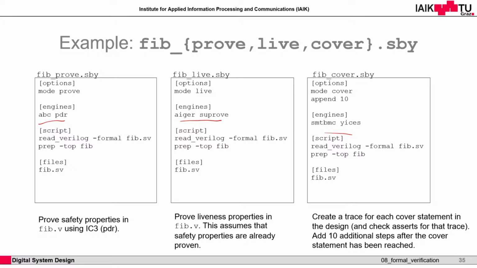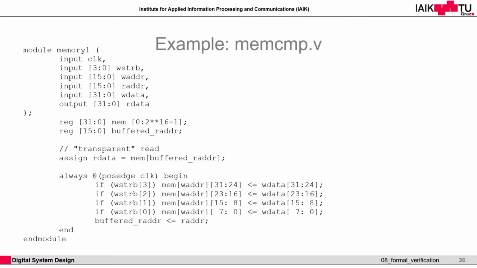What else can we do? Let's look at some memory example. So this is a simple memory with a transparent read. Transparent read means that when you take the address, it directly puts that on the output. This is quite similar to the implementation of the memory of the eBooks core.